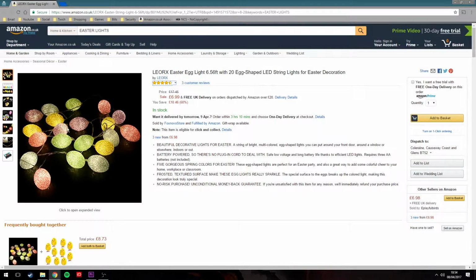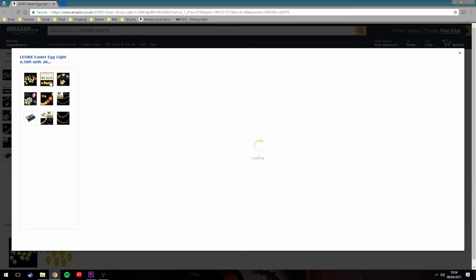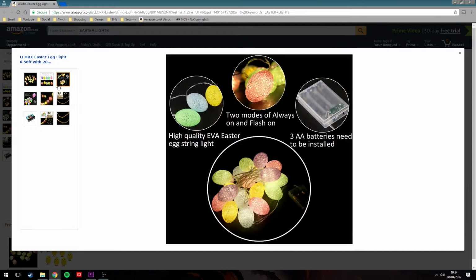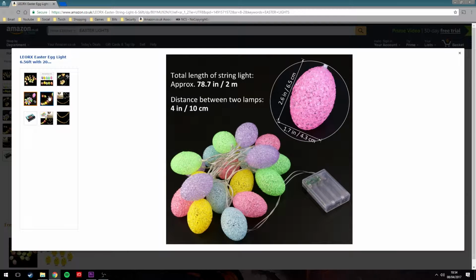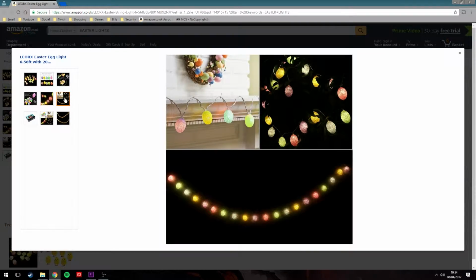So guys, first up is the Leo Rax Easter Egg Lights. I probably didn't say that right, but this is what they are. They're cool little decorative lights to get you in the Easter mood. You get 20 LED Easter eggs, which are powered by 3 AA batteries, so you don't have to worry about getting a power source to the lights. They feature a frosted finish, which makes them look even more awesome, and are available for $6.99 on Amazon.